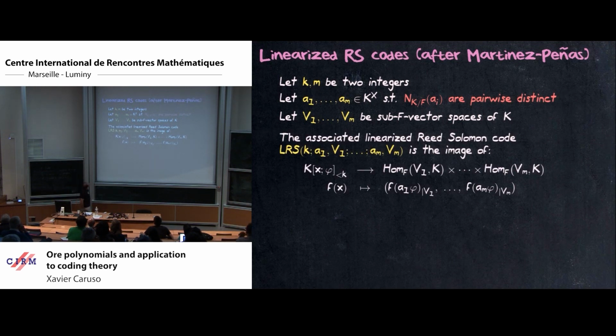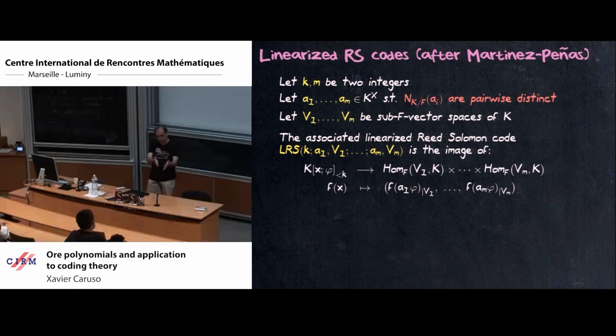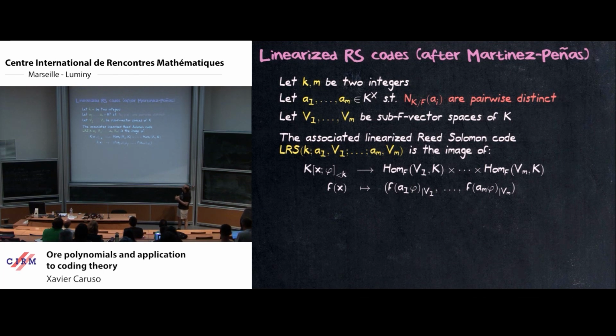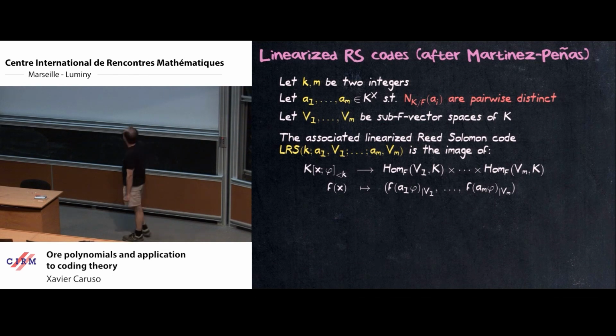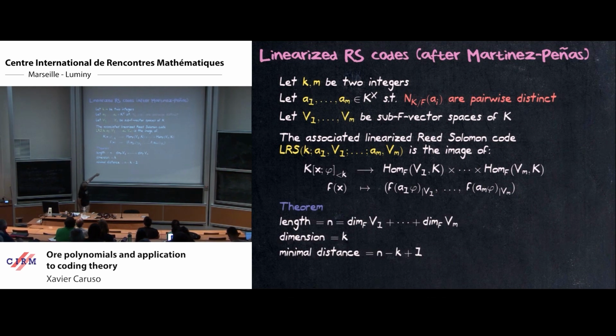And then the linearized Reed-Solomon code associated to this data, which is denoted by LRS, linearized Reed-Solomon, of K, a1, v1, a2, v2, ..., am, vm, is the image of this mapping. So you take some OA polynomial and you evaluate it at a1 phi, a2 phi, ..., am phi. So it's something which mixes the Gabidulin construction and the Reed-Solomon construction. Now, for OA polynomials, the natural points for evaluating are these semilinear mappings. And I consider many semilinear mappings, a1 phi, a2 phi, and so on, and I evaluate the OA polynomials at these points. And the theorem is almost the same as before.